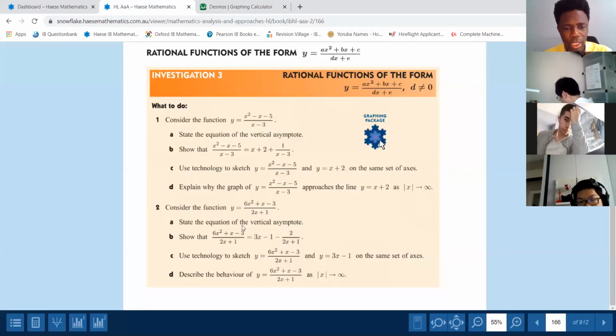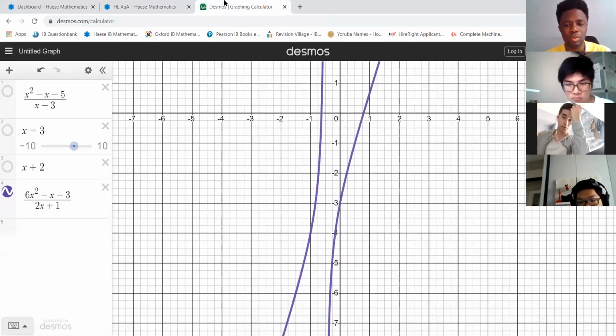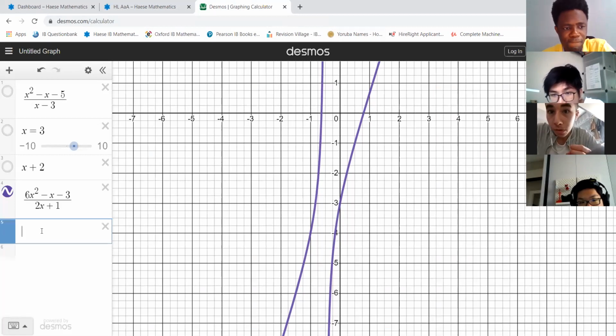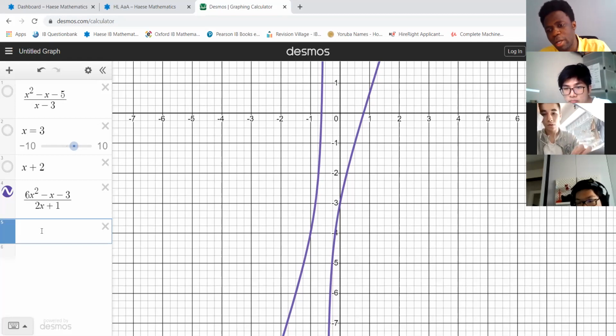Now, state the equation of the vertical asymptote. What is it? Negative 0.5. That's wrong, Alex. Can somebody tell me why I said it's wrong? You don't have to use fractions, you can use decimals.